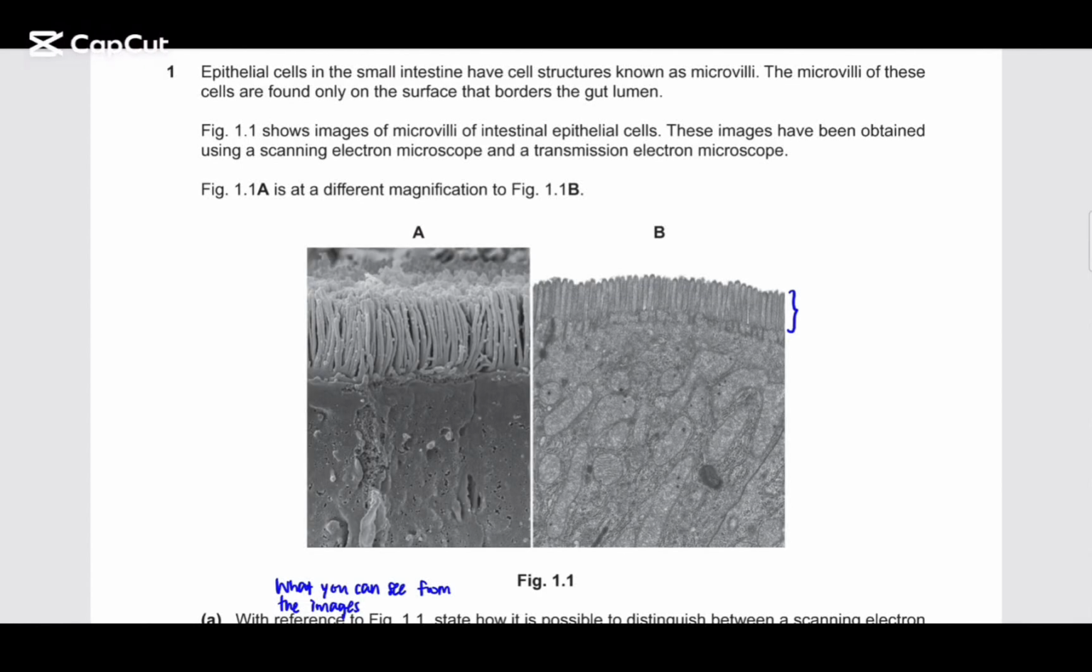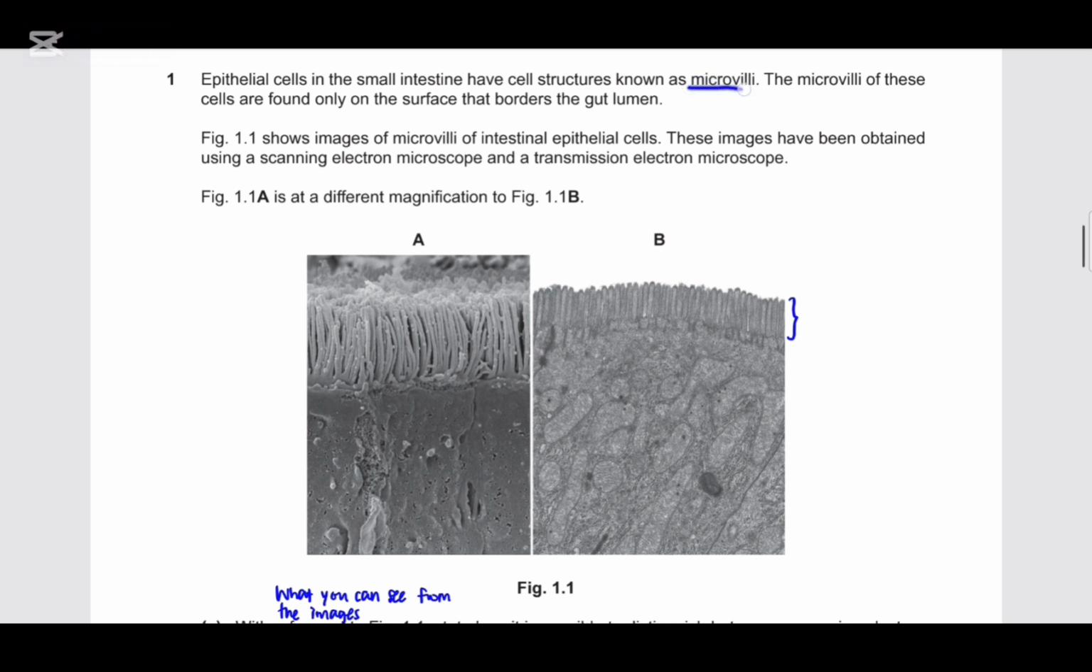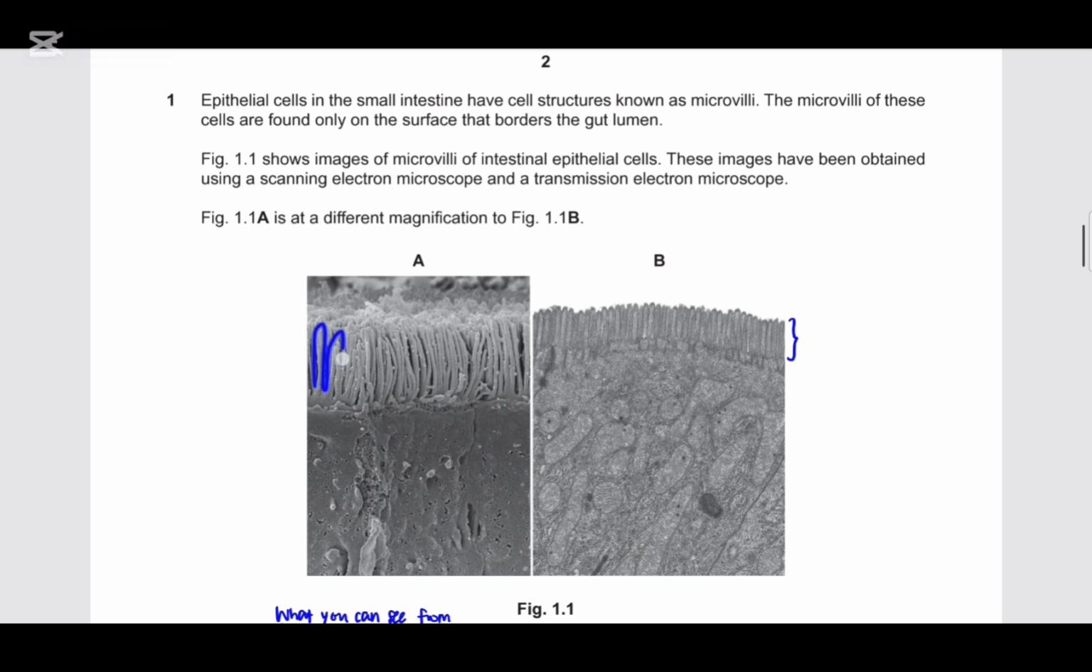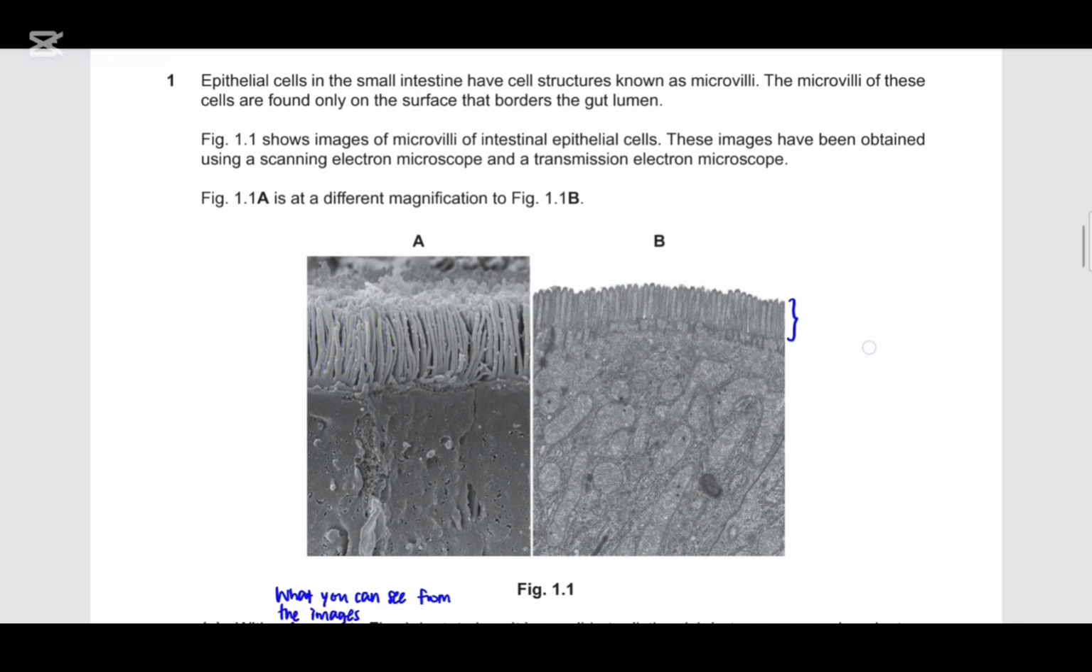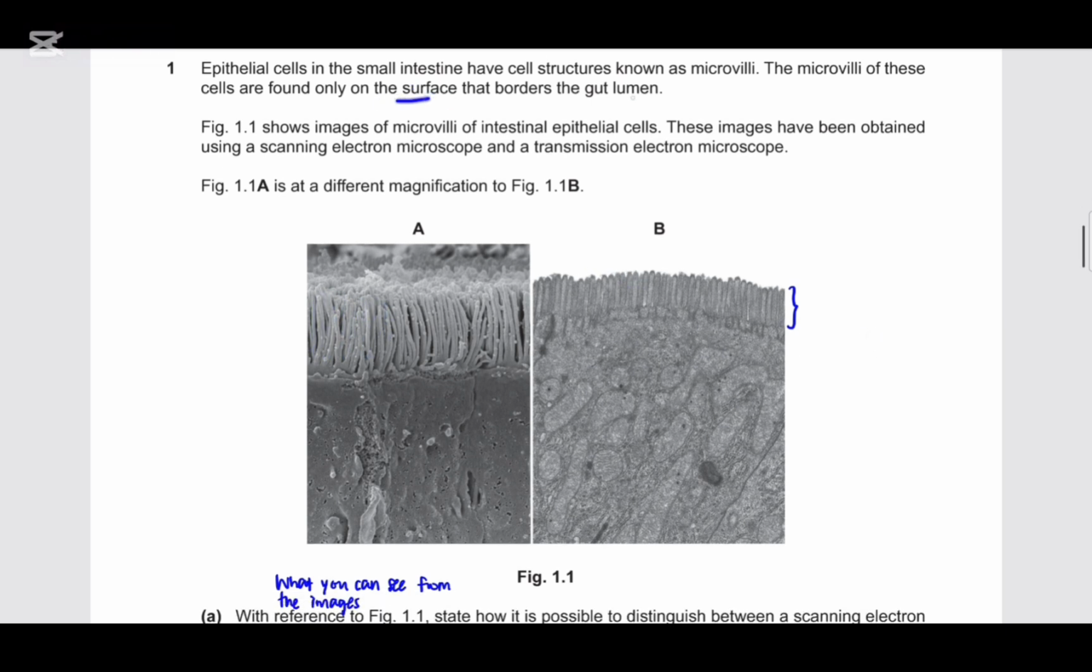Okay, so we have seen this in our previous assessment. Just a quick revision on microscopy. This is the microvilli, basically the enfoldings of the cell surface membrane that create these finger-like projections that you can see here, right? They are only found on the surface, belonging to the gut lumen.